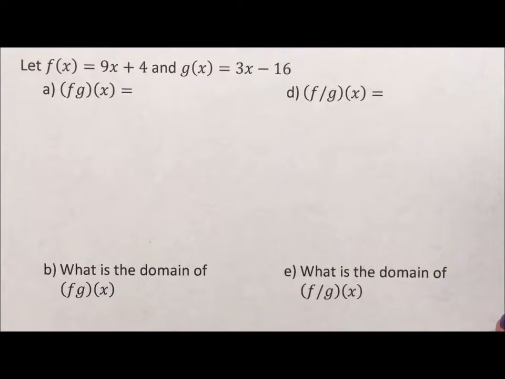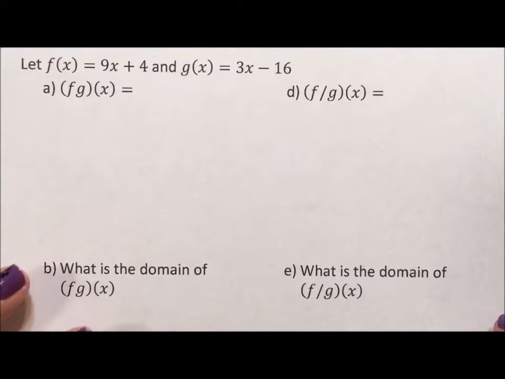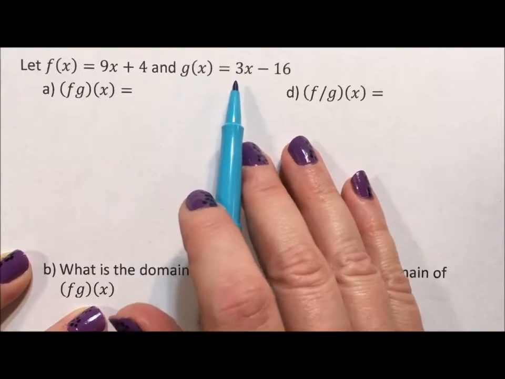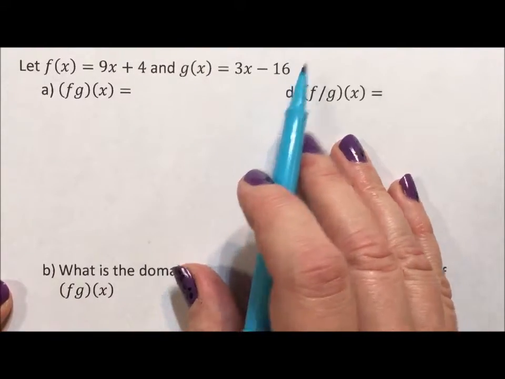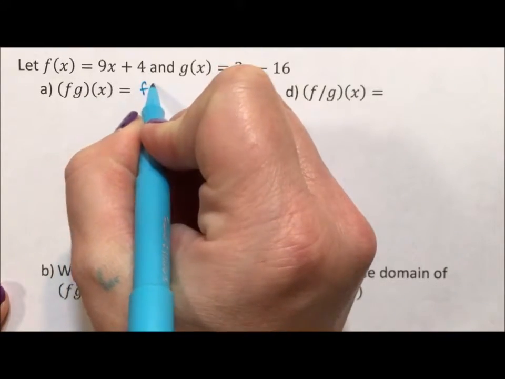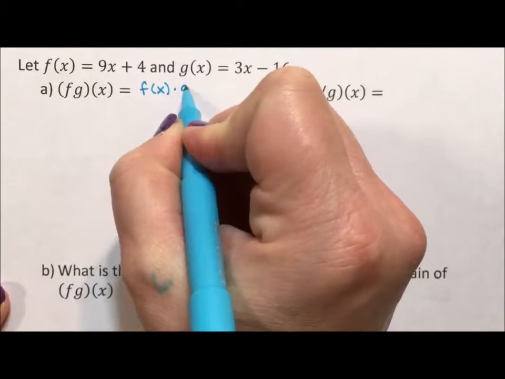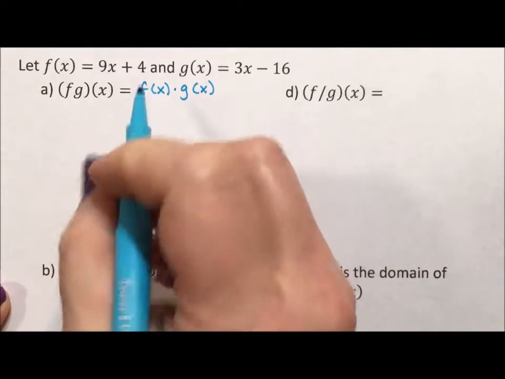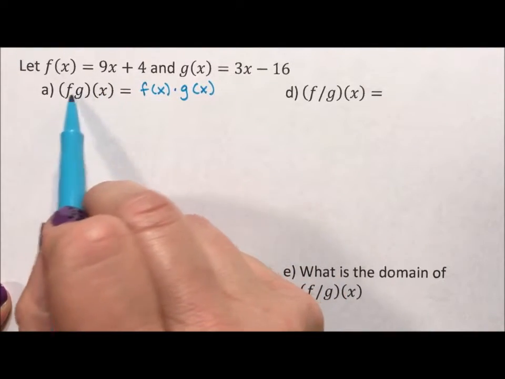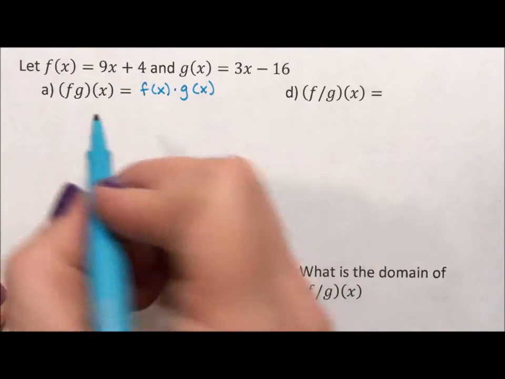Today I'm doing a series of videos on polynomials. For this video, I have set f of x equal to 9x plus 4 and g of x equal to 3x minus 16. For the first part, what I want to do is find f of x times g of x. That's what this notation means. It doesn't mean there's going to be an extra x multiplied to the product. It just means f of x times g of x.